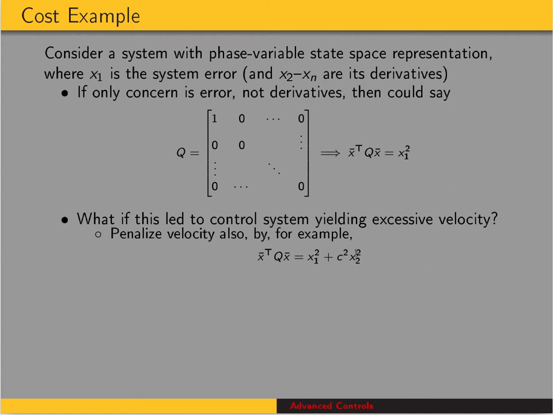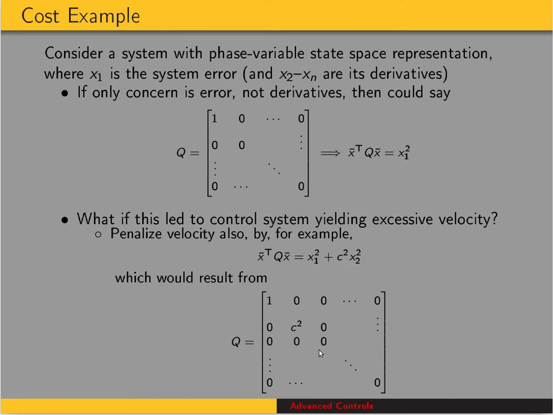And C is just a weighting term, so we can weight how concerned we are with error velocity versus error. If C is less than 1, then we're going to be more concerned with error. If C is greater than 1, then we'll penalize error velocity more. And this would correspond to a matrix Q that looks like this. So we have 1, and then C squared on the diagonal, and all the other terms are zeros.